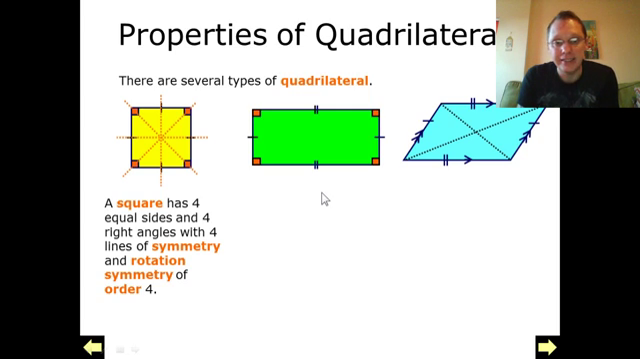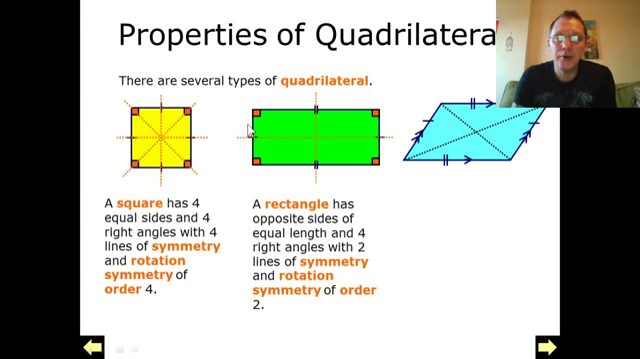Our next shape is a rectangle. Now, this is very similar to a square. We've got four equal angles for this shape as well, or right angles or 90 degrees, but we've got two pairs of equal length edges defined by single dashes for these two, double dashes for these two. So these two are the same length, these two are the same length. Now this has got two lines of symmetry, and it's got rotational symmetry of order 2.